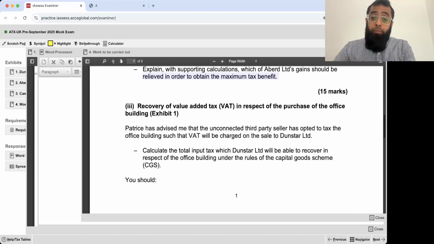Part 3. Recovery of value-added tax in respect of the purchase of the office building. Now, let's move towards this part. Okay.